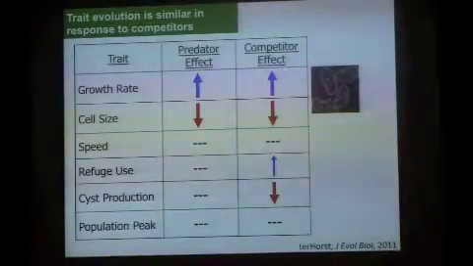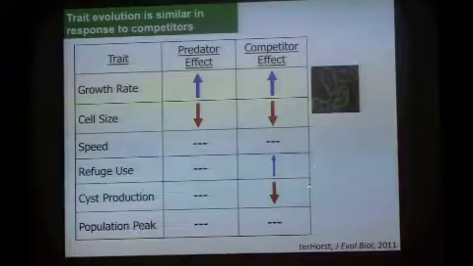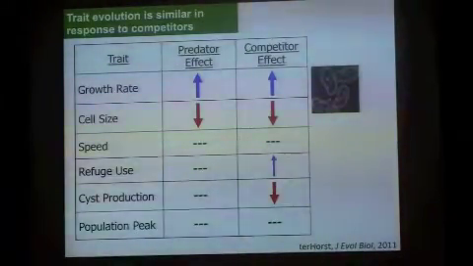We found that these same two traits evolve in the same direction. So you get increased population growth rates, decreased cell sizes, you get a little bit of evolution of refuge use, and a decrease in cyst production when cells evolved with competitors in the past. So if there is any evidence of a trade-off there, it's not in response to this particular competitor. It doesn't mean there's not a trade-off in response to some other competitor.